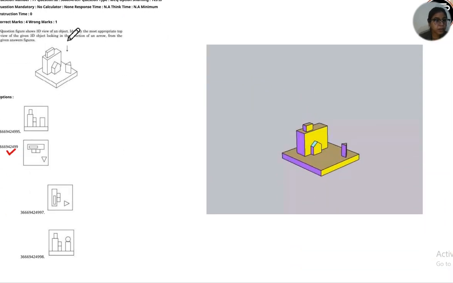Okay, the question figure shows a 3D view of an object. Identify the most appropriate top view of the given 3D object looking in the direction of the arrow from the given answer figure. See, this is your elevation. First of all, just by looking at the image, you can say this is not your plan. This is the elevation of this image. This is also an elevation given to you, because in the plan, this triangular part you will get to see only triangular at the top, but there's no triangle. This composition is only elevation. This is also elevation. This is also your elevation. So we are left with B and C.